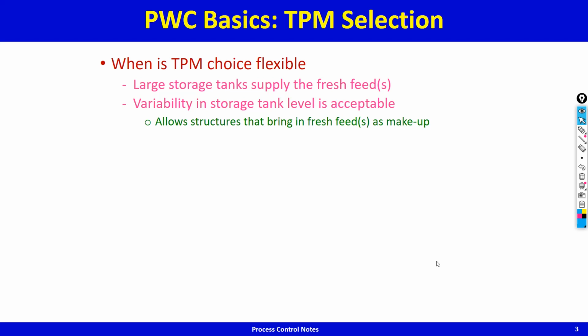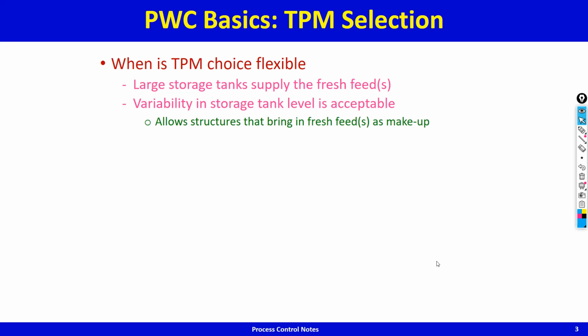So with respect to throughput manipulator selection, what can we say? If the throughput manipulator choice is flexible, and when is it flexible? When you've got these large storage tanks supplying fresh feed into a plant. You can change the feed rate as much as you want, because the storage tank itself is large. There will be a slight change in the level. And when you have such large storage tanks supplying fresh feed, variability in the storage tank level is acceptable.